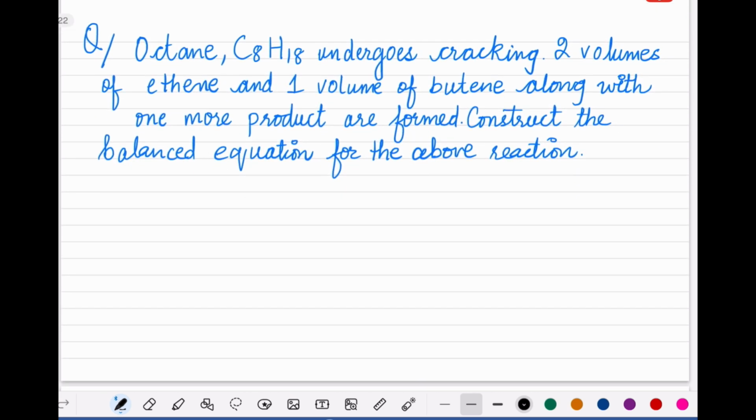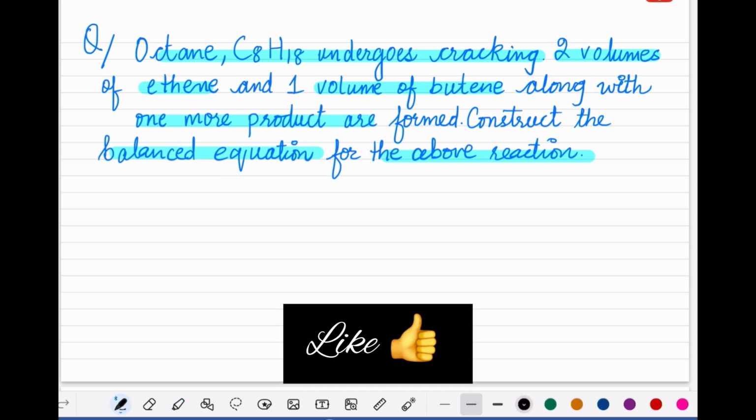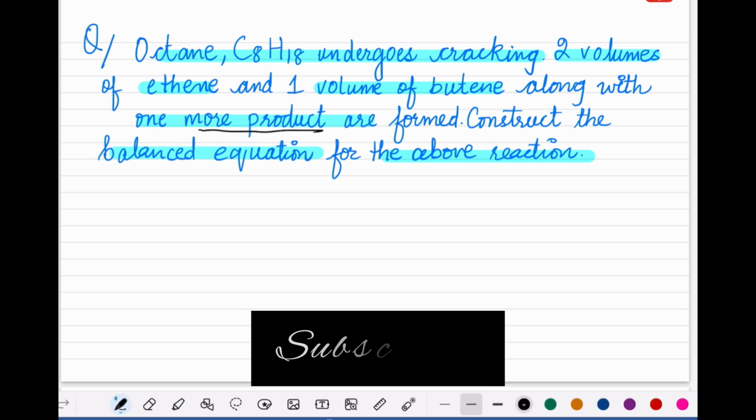Next, there is another question. Octane undergoes cracking. 2 volumes of ethene and 1 volume of butene along with 1 more product are formed in the cracking reaction. Construct the balanced equation for the above reaction. So products are again mentioned here, only 1 product is missing. We have to identify or guess it.